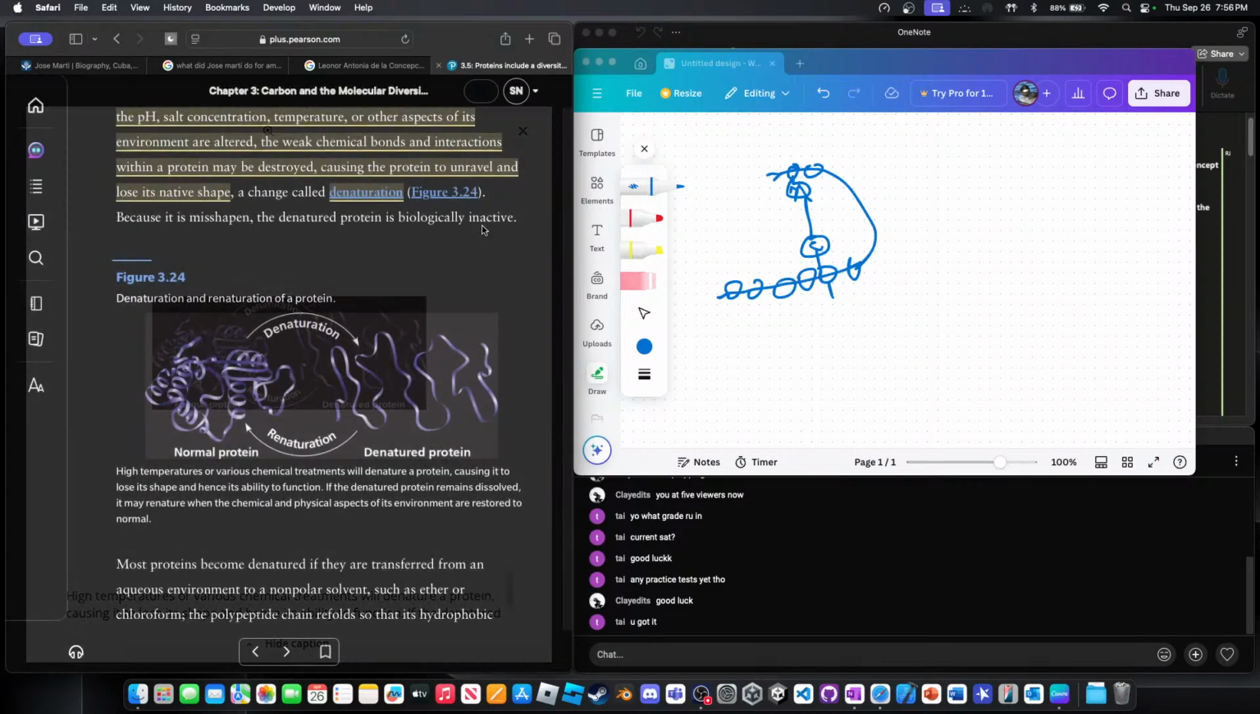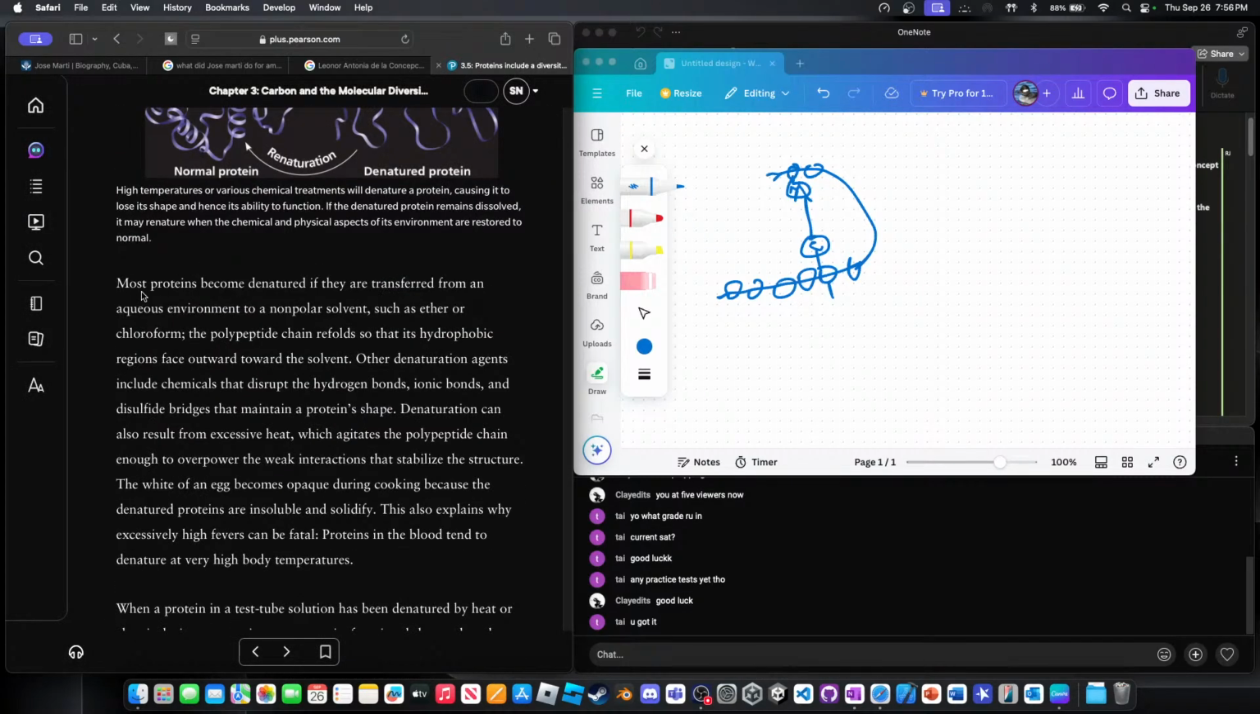Most proteins become denatured if they are transferred from an aqueous environment to a nonpolar solvent, such as ether or chloroform. The polypeptide chain refolds so that its hydrophobic regions face outward toward the solvent. Other denaturation agents include chemicals that disrupt the hydrogen bonds, ionic bonds, and disulfide bridges that maintain a protein shape. Denaturation can also result from excessive heat, which agitates the polypeptide chain enough to overpower the weak interactions that stabilize the structure.